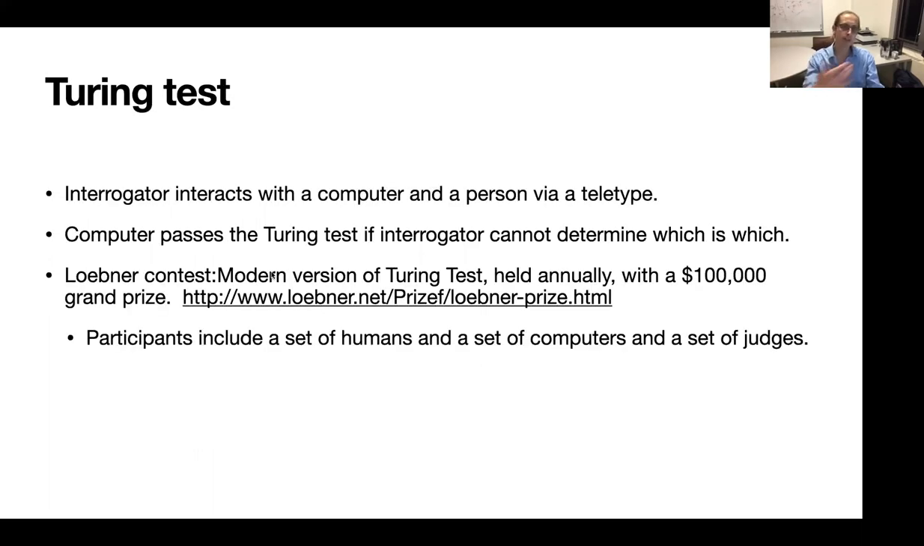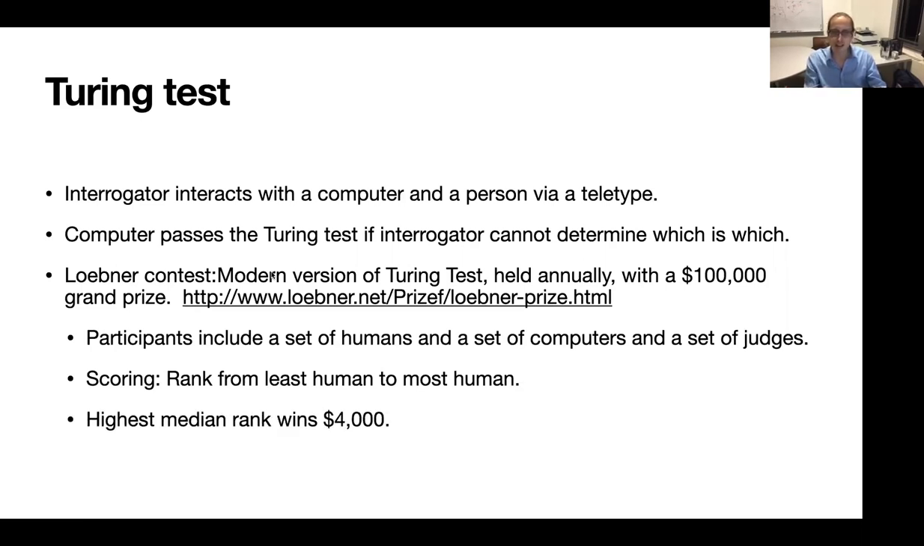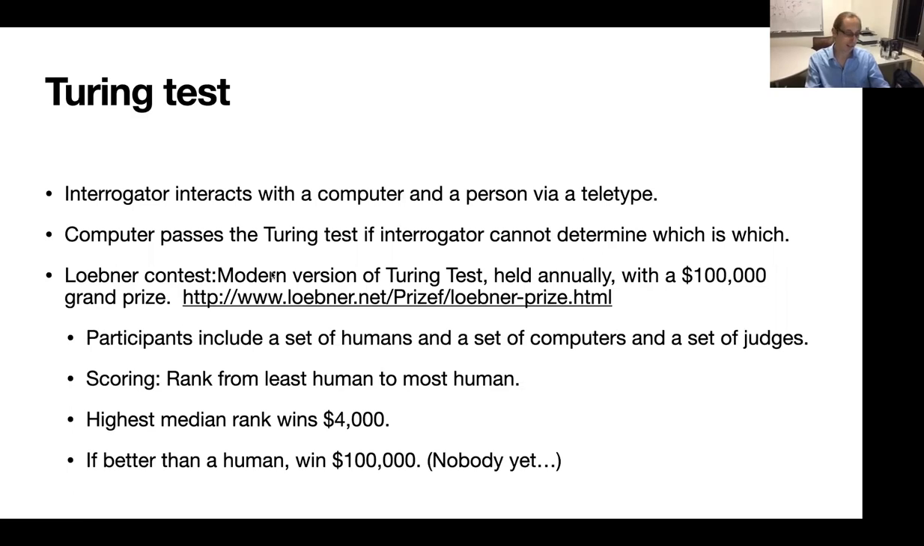There's a modern version of it called the Loebner contest, an annual contest which gives a $100K prize every year. It's a version of the Turing test on several tasks, and you can read more about it on that link. But we have the concept of the Turing test to tell how close the behavior of a machine is to that of a human.